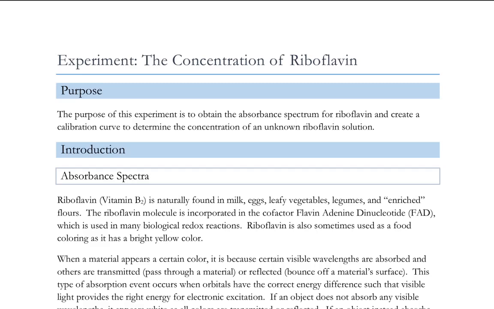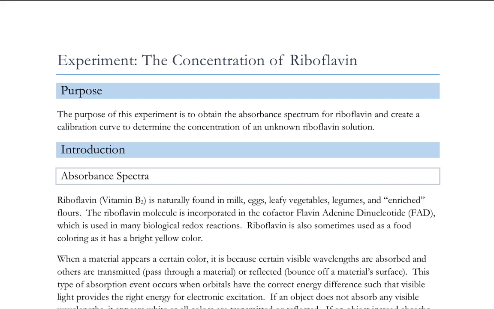In the riboflavin experiment, our purpose is to determine the concentration of an unknown riboflavin solution. So we know what it is, but not its concentration. And that is what we will find through several determinations, calculations, and so on.